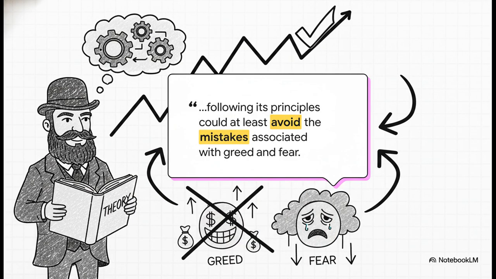Well, this is exactly where Charles Dow comes into the picture. What's so interesting is that he wasn't trying to cook up some magic formula to beat the market. No, his goal was way more practical. He just wanted to create a framework, a set of logical rules to help investors stop making those classic mistakes that are driven by pure, raw emotion.